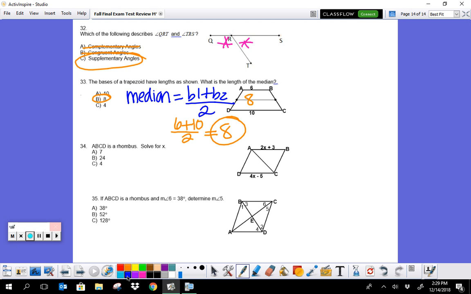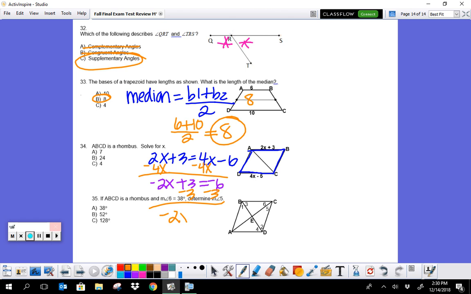Okay, 34, ABCD is a rhombus, solve for x. What you have to know about a rhombus is that all of these sides are the same. So that means 2x plus 3 is going to equal 4x minus 6. So I'm going to subtract 4x. Okay, I'm going to subtract this 3.